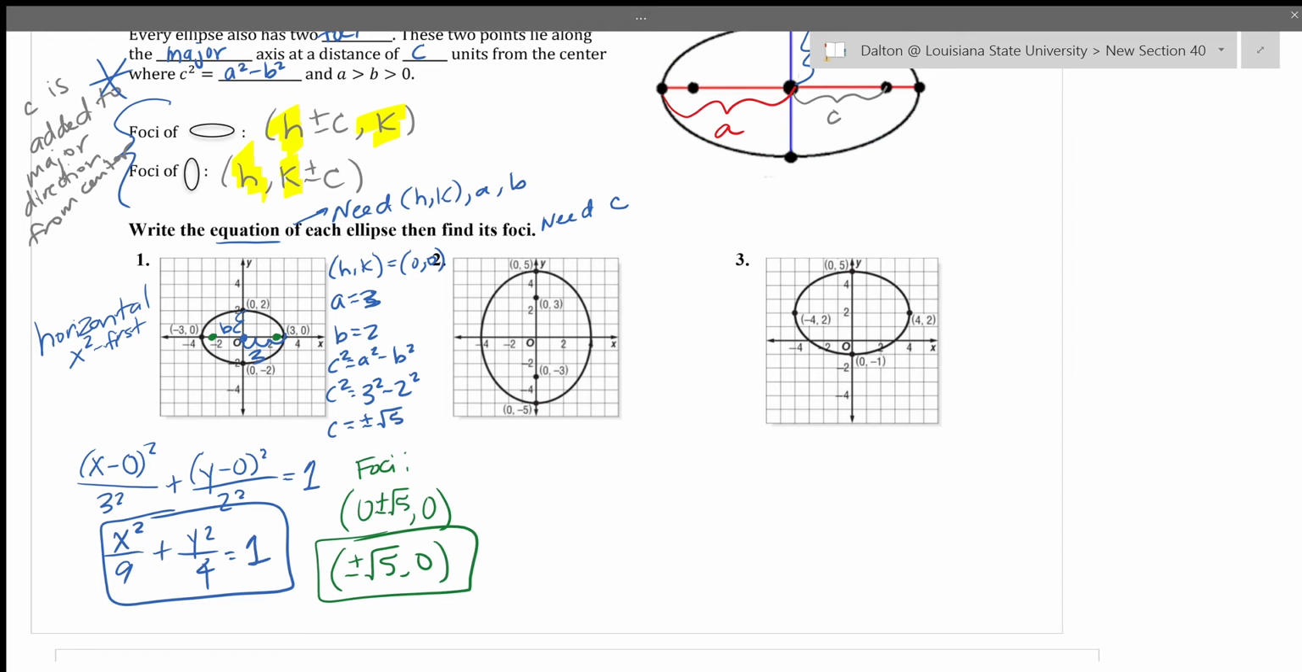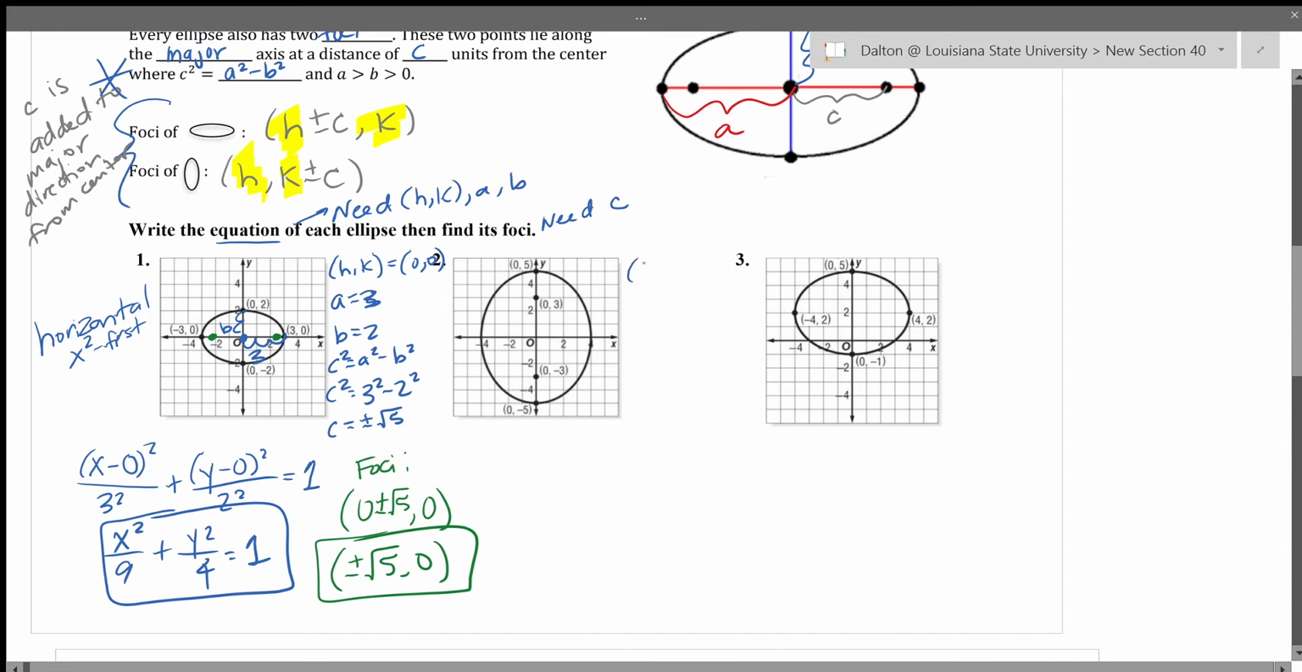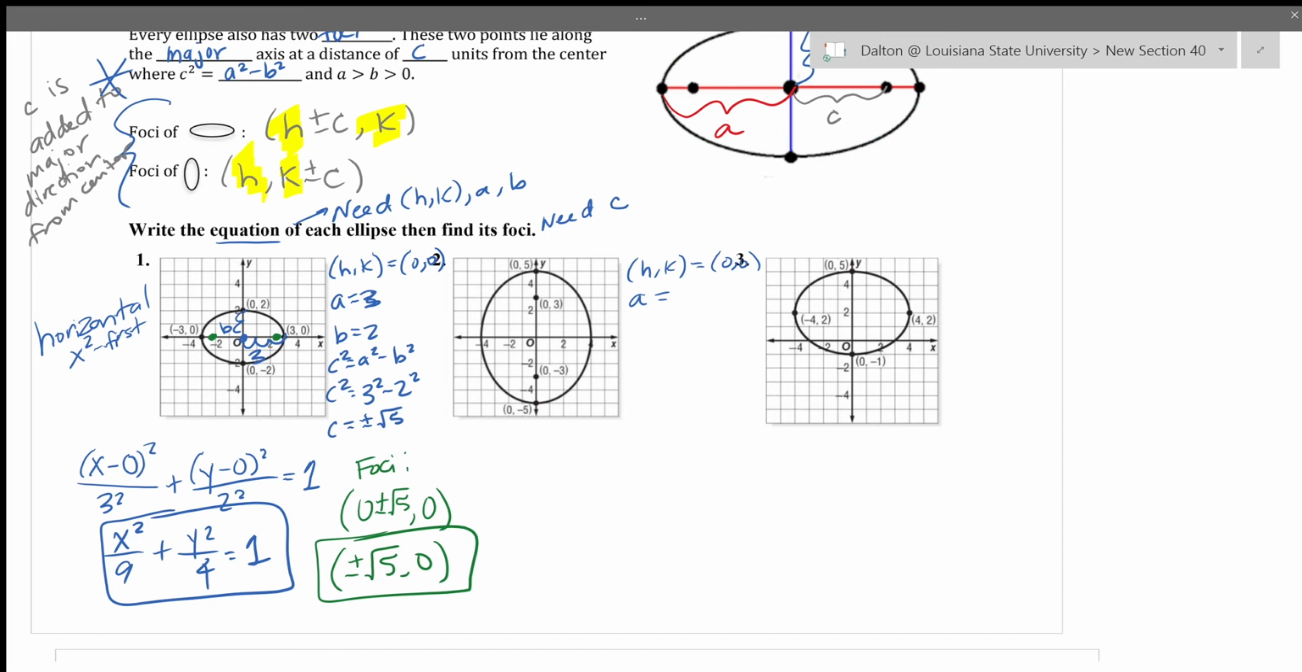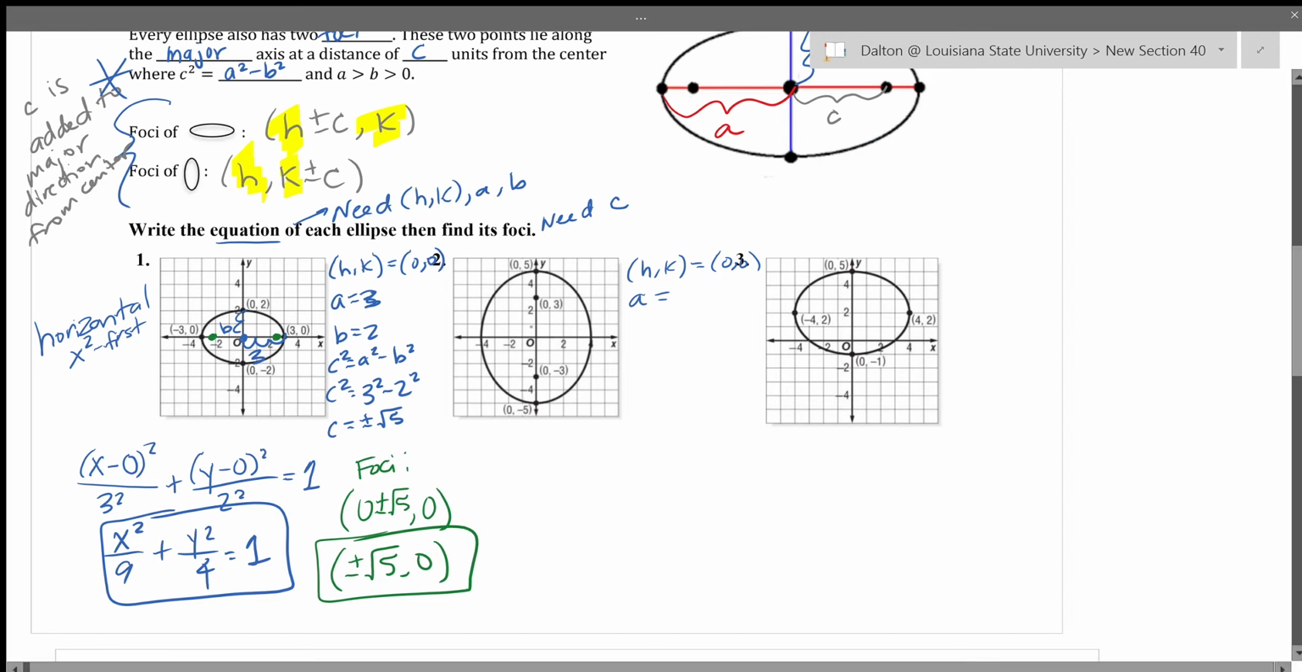Okay, number 2. The center of this ellipse is also at 0, 0. And then I need A, B, and C. Remember, A is your bigger distance. So this time your major axis, notice, is stretched vertically. So what is A? 5. 5, right? It's the distance from the center up 5. So A is 5. B is the other distance, which is 4.